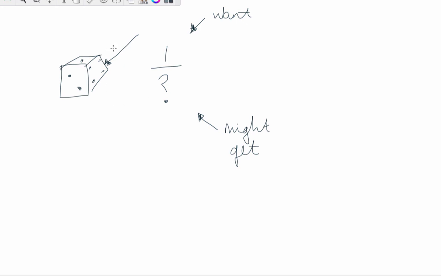Okay, the probability of rolling a 4 is 1 out of 6, because there are 6 different options we might get on a normal die. We might get a 1, a 2, a 3, a 4, a 5, or a 6. 6 different options, and we only want one of them. We only want the 4.